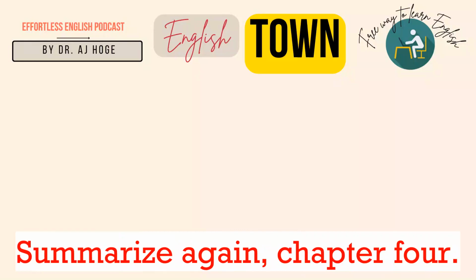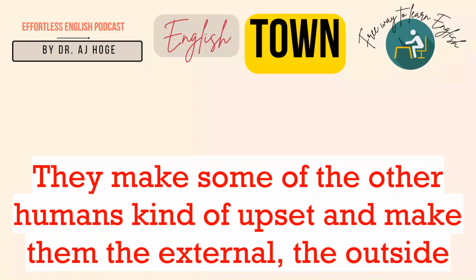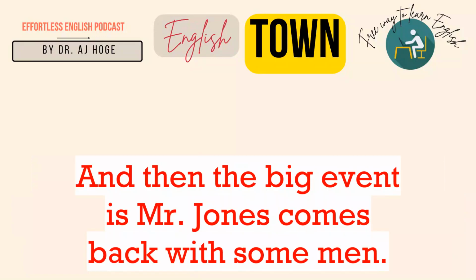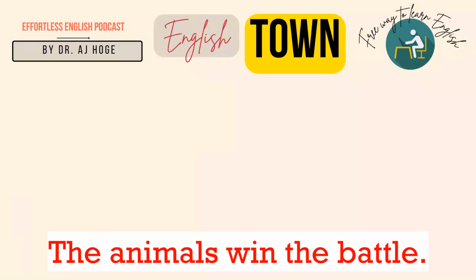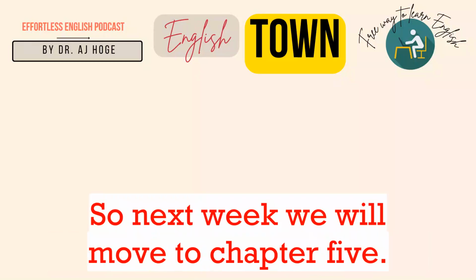Summarize again chapter 4. Basically, they have a big battle. They try to send their revolution to other farms. They make some of the other humans kind of upset and make them the outside enemy. And then the big event is Mr. Jones comes back with some men. They have a big battle. The animals win the battle. Yay! And that's it. So next week we will move to chapter 5.